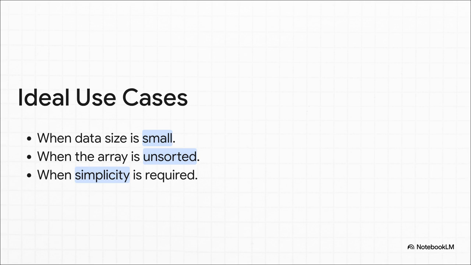First, if your list is small, who cares if it's not the absolute fastest? The simplicity wins. Second, and this is a biggie, when your data is a total mess and isn't sorted, faster algorithms like binary search won't even work. And finally, sometimes you just need a solution now, and the time you save by writing simple code is more important than the milliseconds you'd save at runtime.